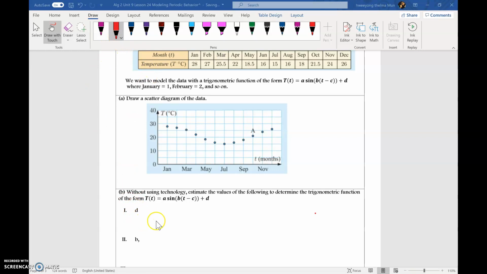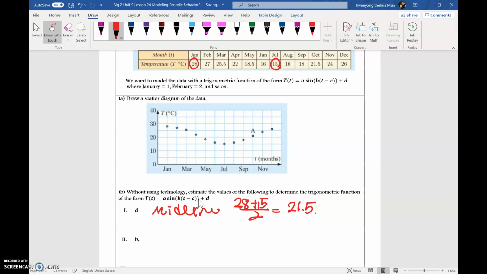Now D is our midline. To find our midline, we just take the average of the max and the min. If you look, the max is 28 and the minimum is 15. So the midline is the average of the two. If we do 28 plus 15, divide that by 2, we should get 21.5 approximately.